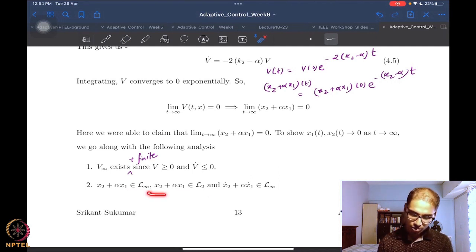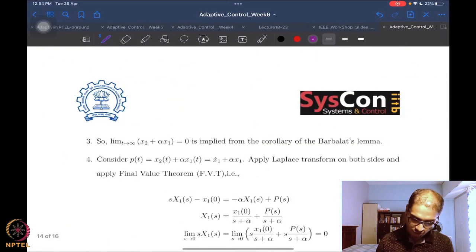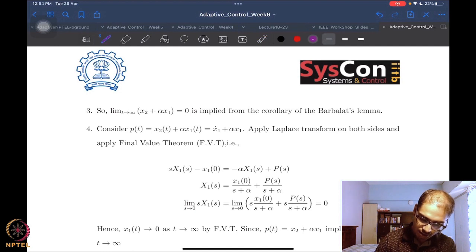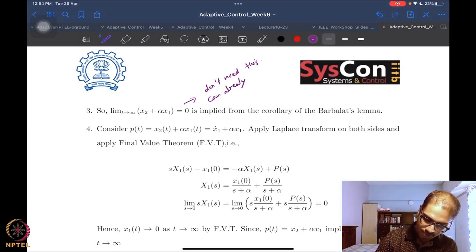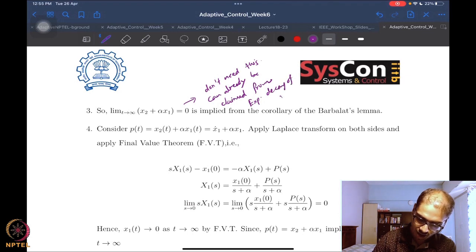We can also show that x2 plus alpha x1 is in L2, and x2 dot plus alpha x1 dot is in L2. In fact, this step is not required, because we have already proved that x2 plus alpha x1 goes to 0 as t goes to infinity. So we don't need this step. This can already be claimed from your exponential decay of v. Yeah, we already did this, right?